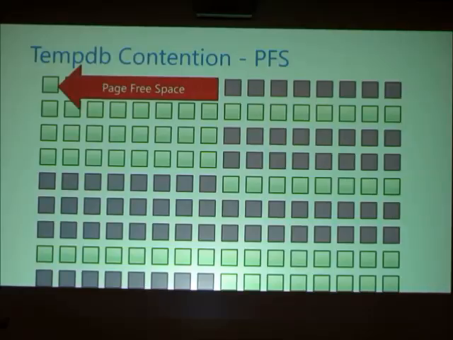And there's another kind of allocation map, and it's that first one. It's called the page free space. It's 1 byte per page. It keeps track of allocation status and roughly how full the page is, and same deal.